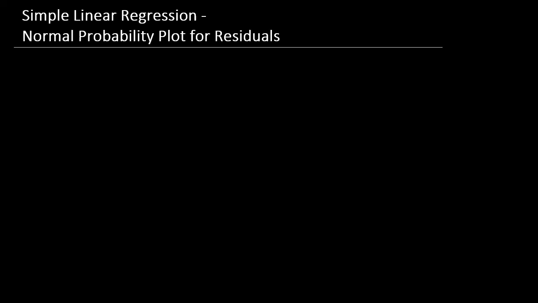In this video, we're going to be talking about a normal probability plot for residuals for the simple linear regression model. Just as a reminder, the simple linear regression model is y_i equals beta naught plus beta 1 x_i plus epsilon_i, where epsilon_i is the model error, and this goes for i equals 1 to n.